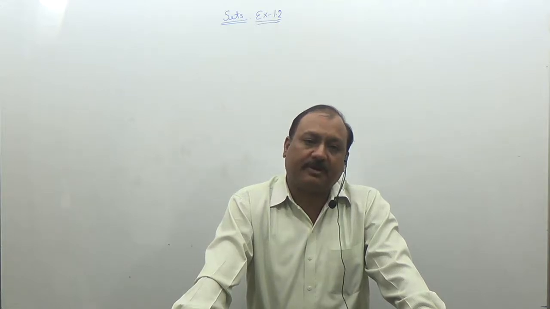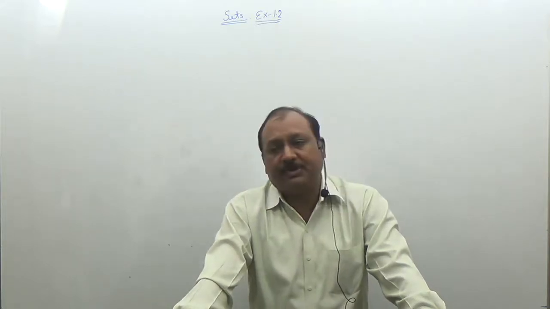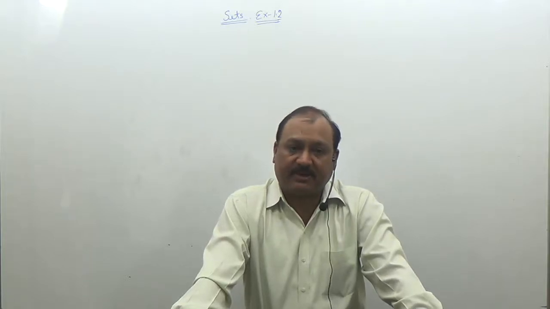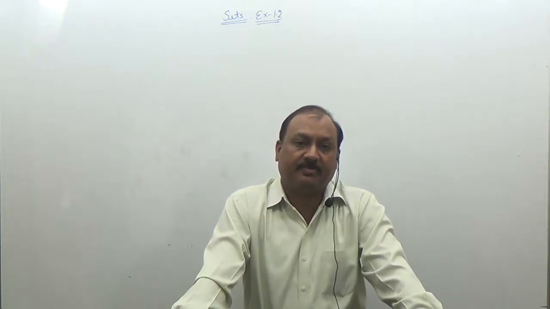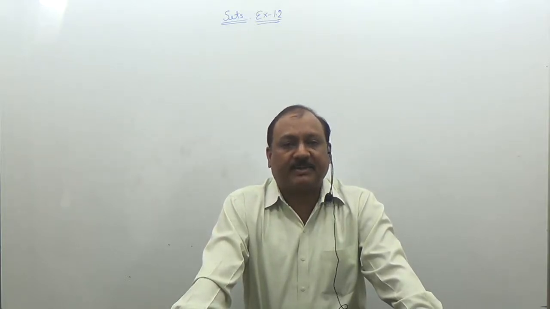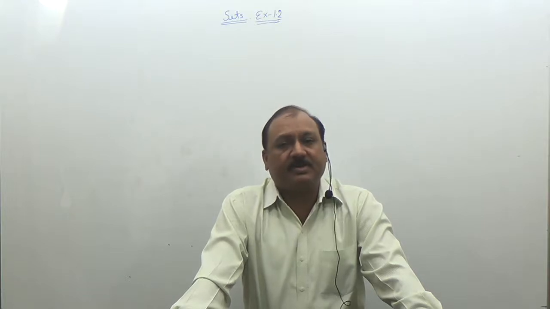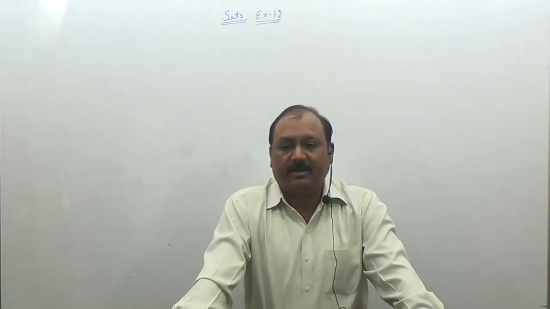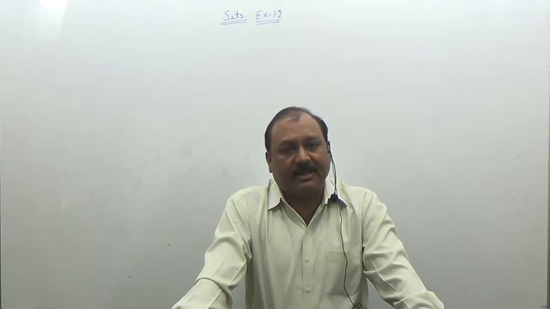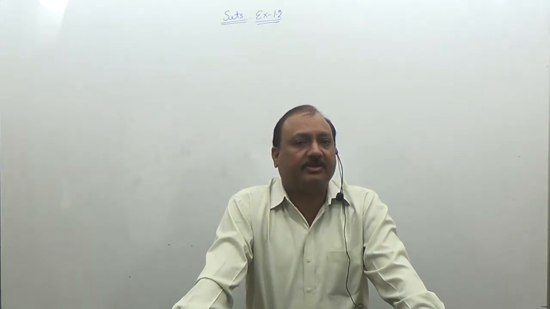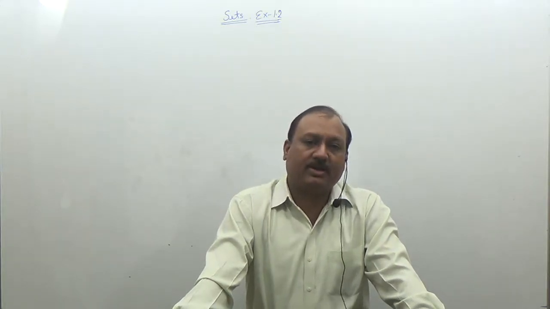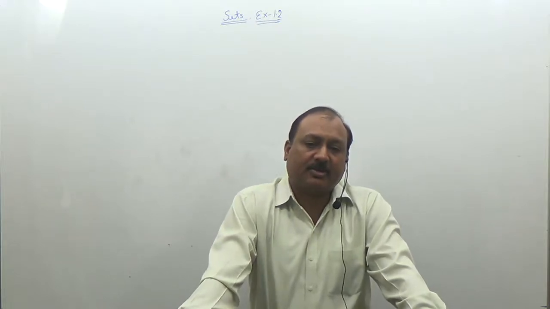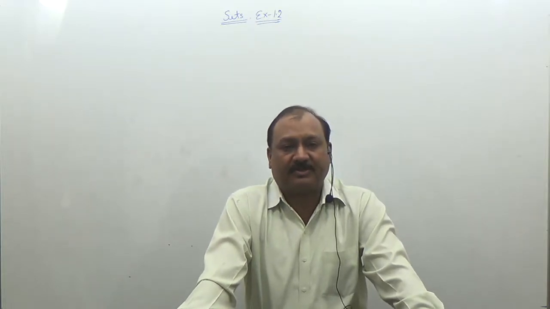First is the empty set. A set which does not have any element is called an empty set, which is denoted by phi. Next is the finite set. A set which contains a finite number of elements, that is, elements which can be counted as 1 element, 2 elements, 3 elements, or 10 elements, is called a finite set.